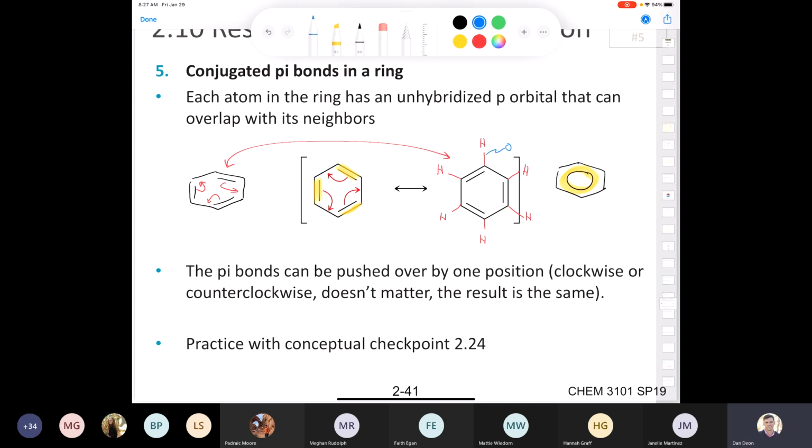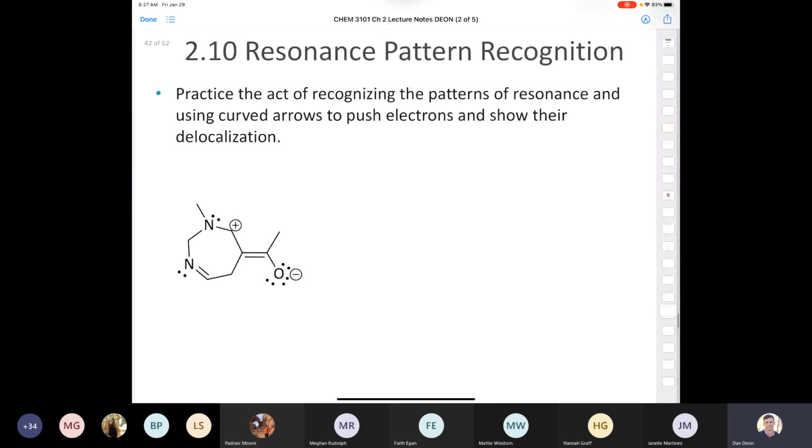We have a sigma bond here, we have a sigma bond here, and we have a sigma bond here, and then here we have a pi bond. So when we have 3 sigmas and a pi bond, the carbon atom is sp2 hybridized. All right, let's move on from there, and let's try a practice problem.